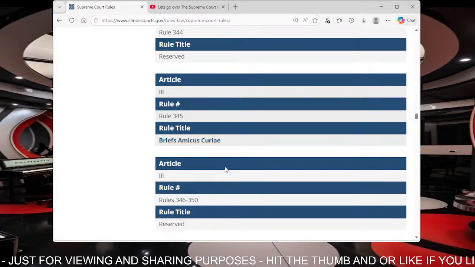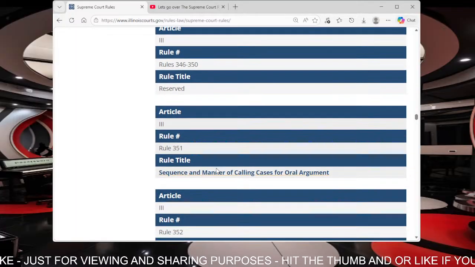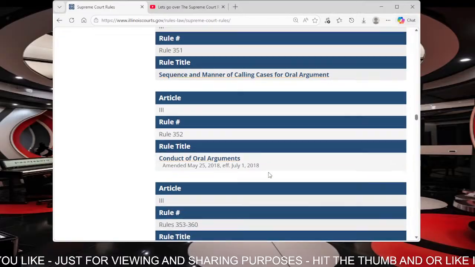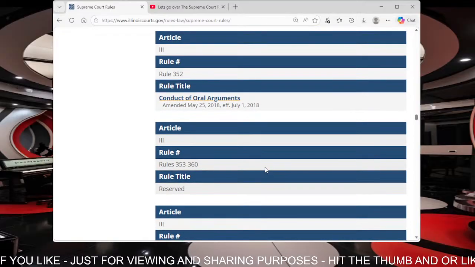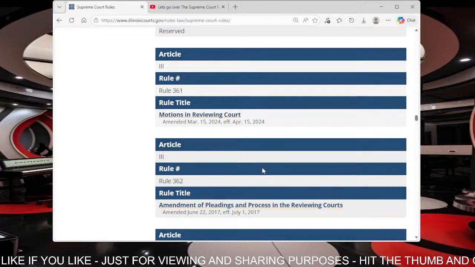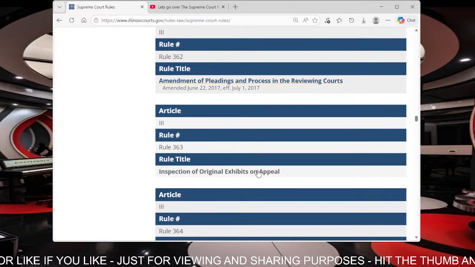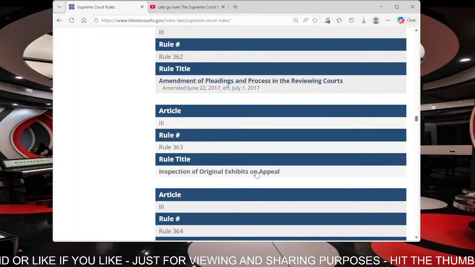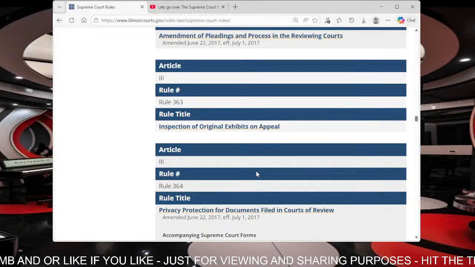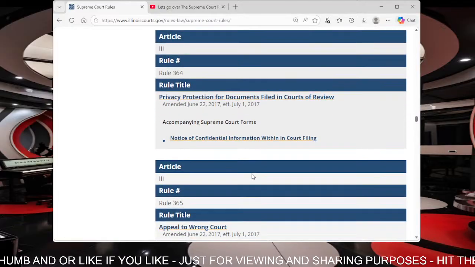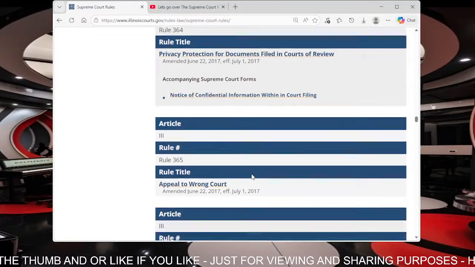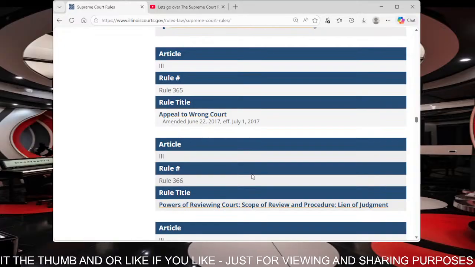345, brief amicus. 351, sequence and manner of calling cases for oral argument. 352, conduct of oral arguments. Rule 361, motions in reviewing court. 362, amendment of pleadings and process in the reviewing courts. 363, inspection of original exhibits on appeal. 364, privacy protection for documents filed in courts of review. 365, appeal to wrong court.